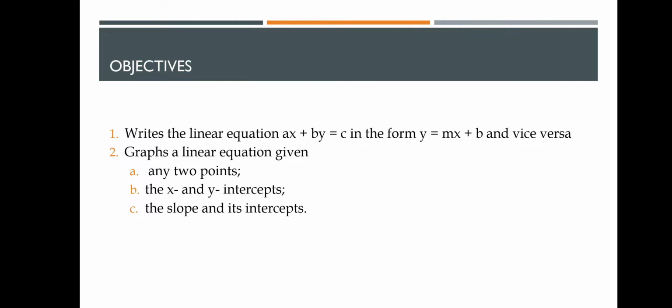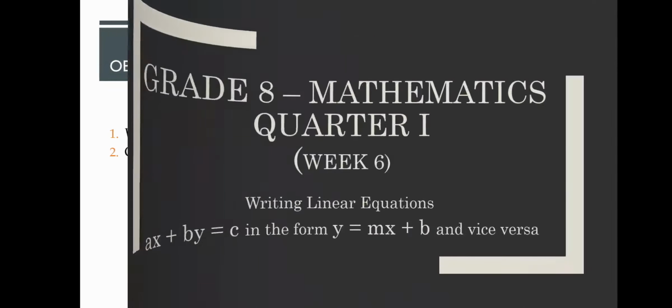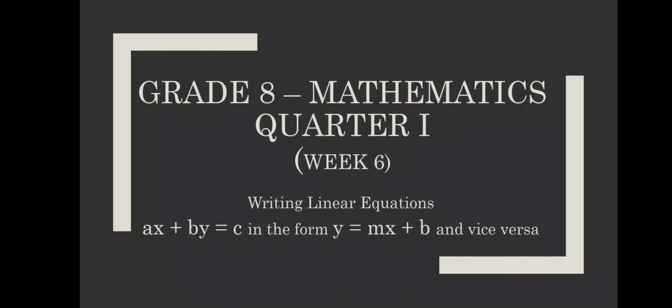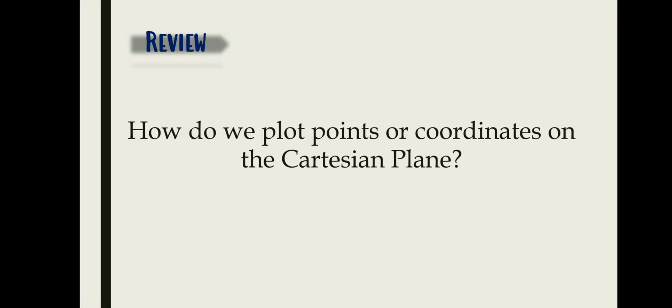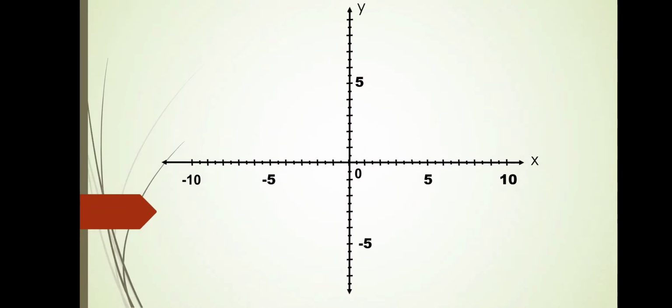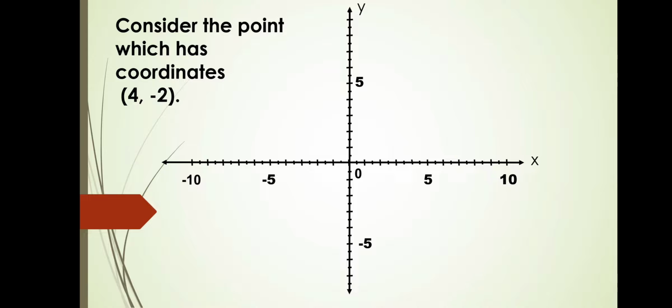Last week, you have learned how to plot points on the Cartesian plane. Now, let's check your prior knowledge. Get a piece of paper and pen, watch and listen carefully. How do we plot points or coordinates on the Cartesian plane? Consider the point which has coordinates (4, -2).